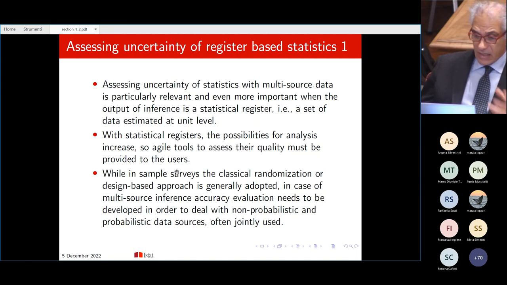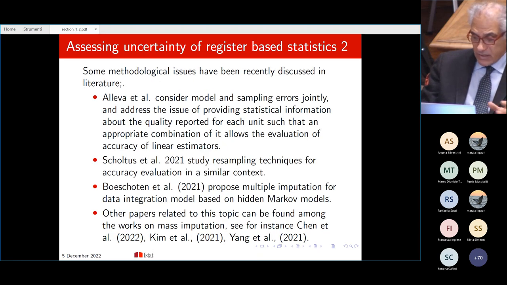In sample surveys, we have the classical randomization or design-based approach in order to present and evaluate the error, the variance. But within register-based variables, we have to derive a general way to act. In this context, as said before in the discussion, we are going to make a comparative analysis, in the applicative context of the census, between different methodologies proposed for this aim.